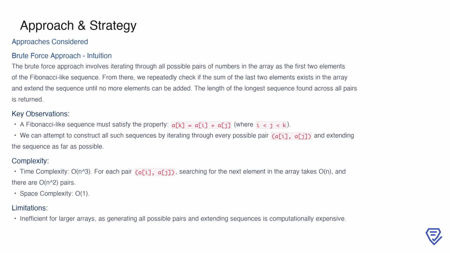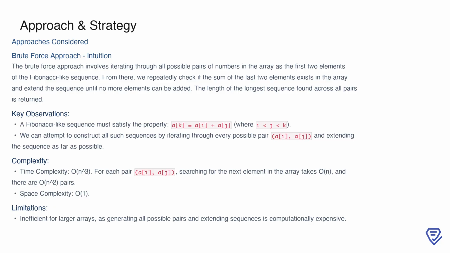To start, let's consider the brute force approach. The intuition here is simple. We iterate through every possible pair of numbers in the array as the first 2 elements of a potential Fibonacci-like sequence. For each pair, we attempt to extend the sequence by repeatedly checking if the sum of the last 2 elements exists in the array. This process continues until no further elements can be added. At the end, we return the length of the longest sequence found across all pairs.